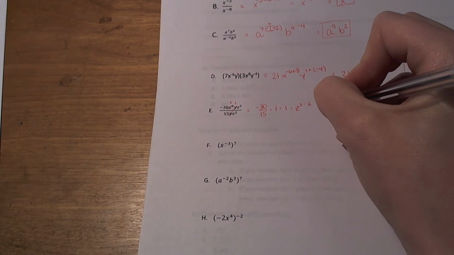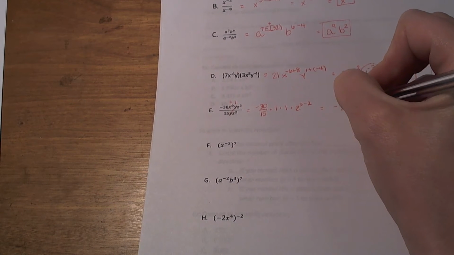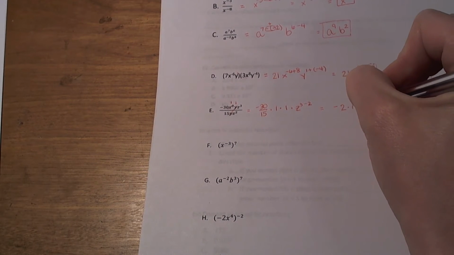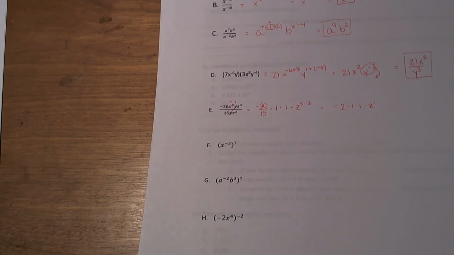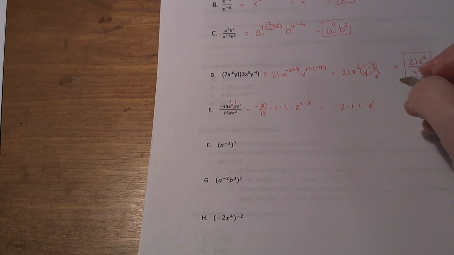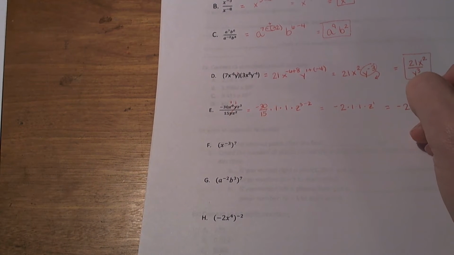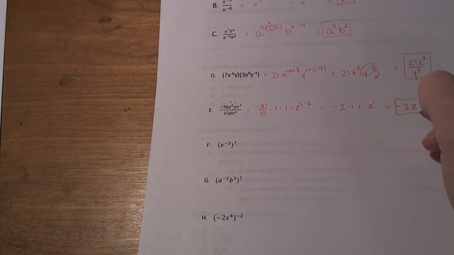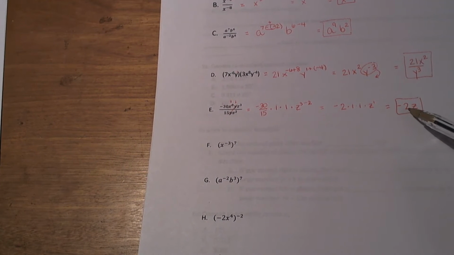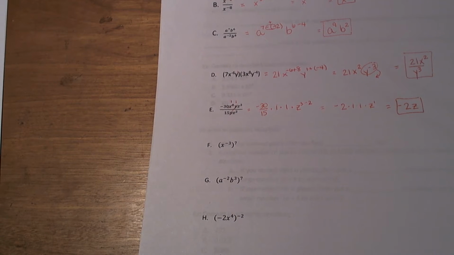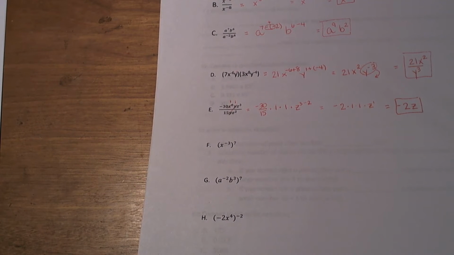So this gives me negative 2 times 1 times z to the first power, which is just z. So when I multiply all this, I end up with negative 2z. Notice that you can end with a negative coefficient, you just cannot end with a negative exponent.